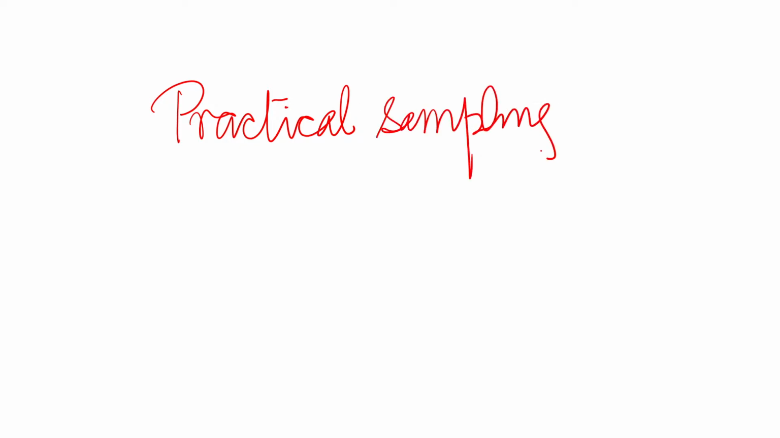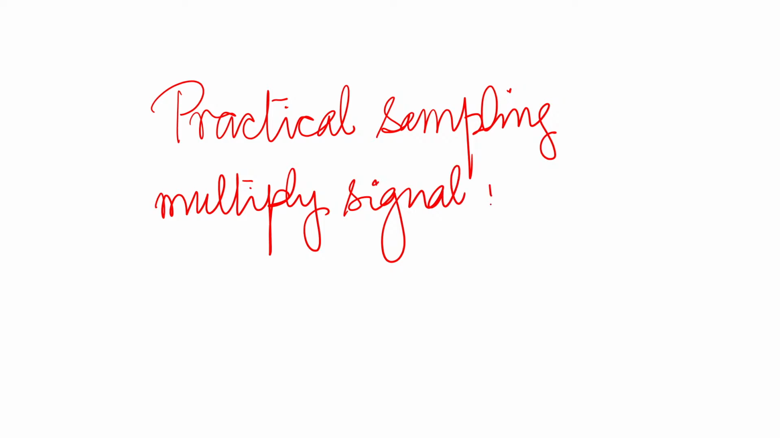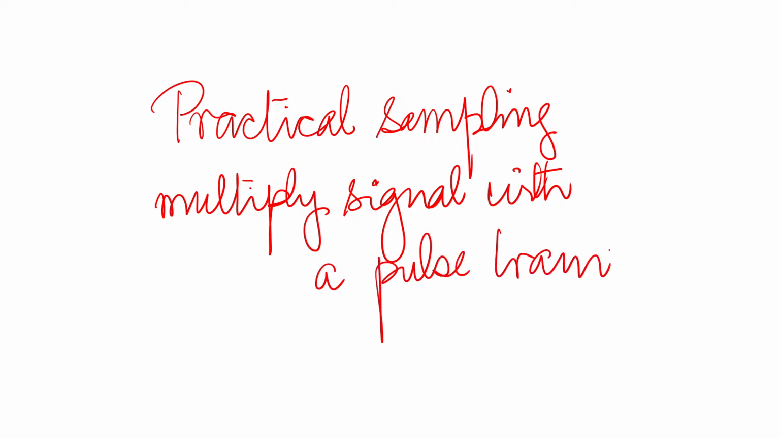Now let's understand how sampling practically works. So, practically, how do you sample instantaneously? Practical sampling happens by multiplying the signal with a pulse train, not an impulse train. An impulse is an idealization. Now, how do you multiply a signal by a pulse train? Next page.